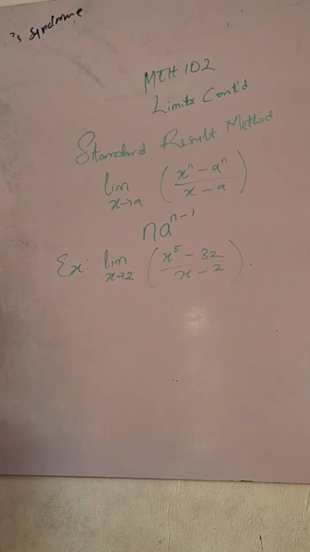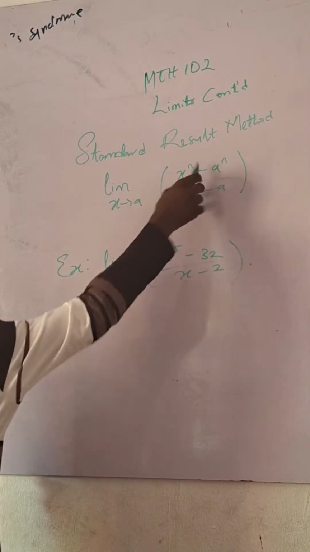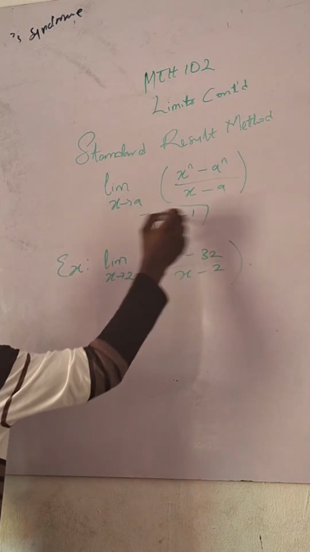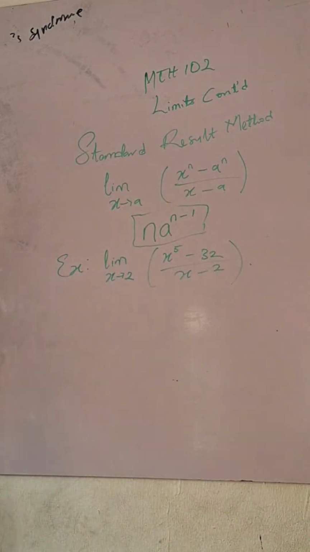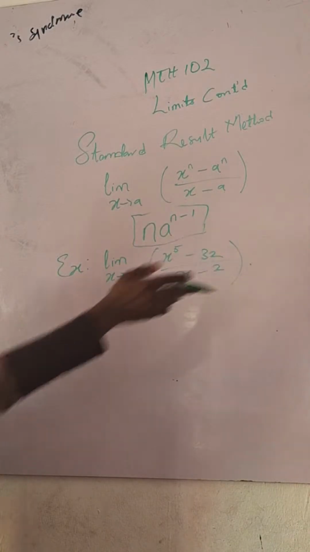You must take note of something. The x and a, they must be equal. They must be the same thing for both the numerator and the denominator before you can use this formula for it. This is the formula. x raised to power 5 minus 32.